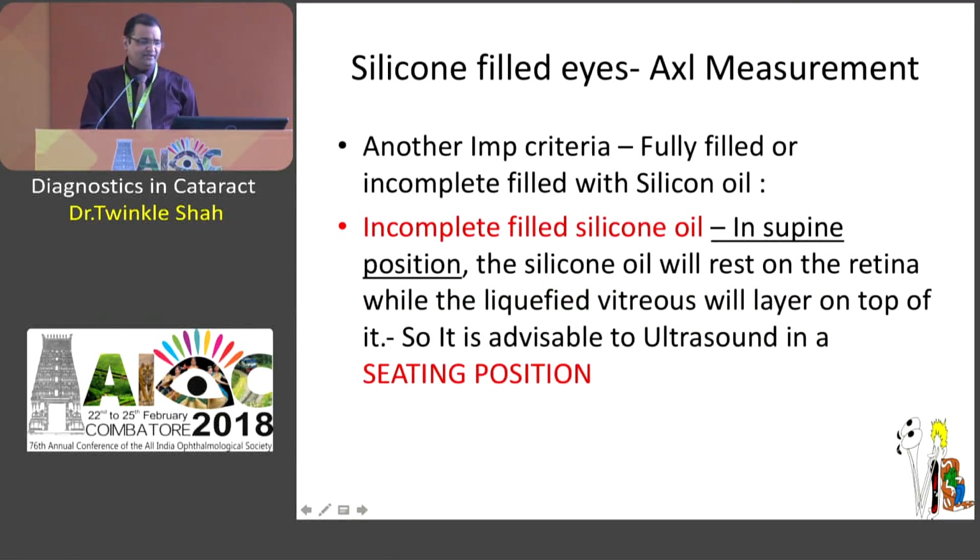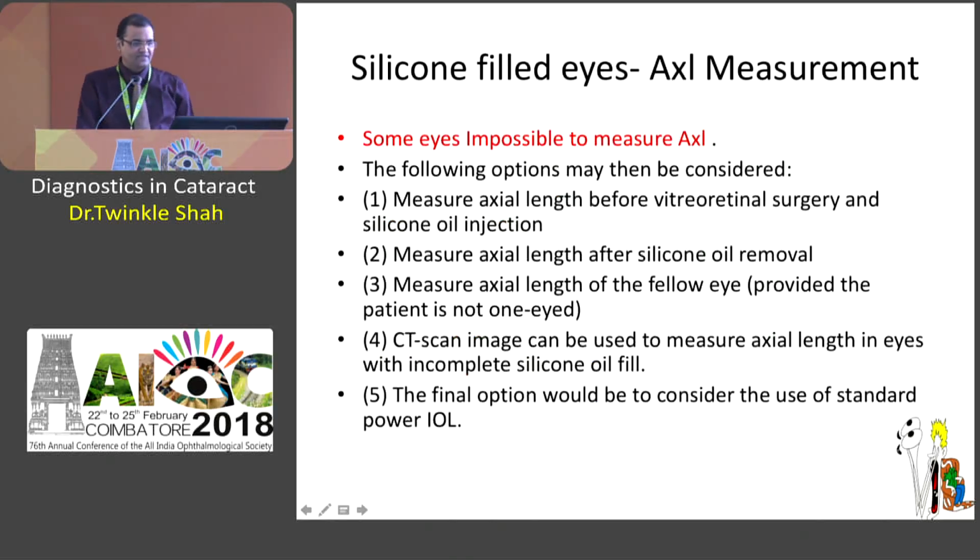Another important thing is whether the eye is fully filled with silicone oil or partially filled. If it is incompletely filled with silicone oil, in the supine position the silicone oil will rest on the retina and the fluid will rest in front of the silicone oil. So this gives an error in the results. So it is better to take a supine position reading when partially filled silicone oil is there. Even so, in some patients it is very difficult to measure the axial length.